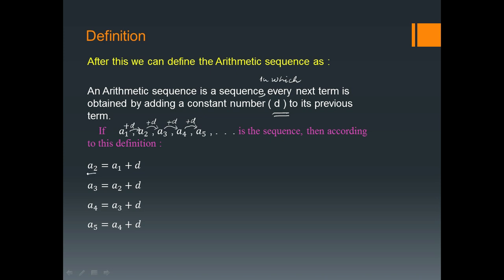This is the second term and we are adding d with the first term, then we are obtaining this. To obtain the third term, we are adding d with the second term, and so on. In the previous example, d is 3.